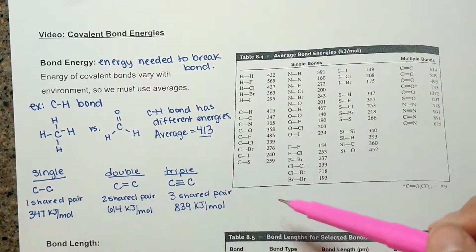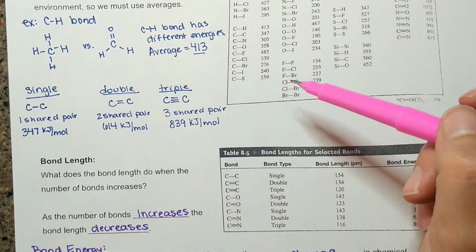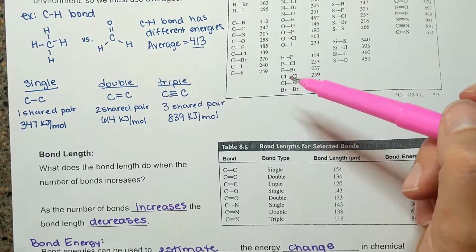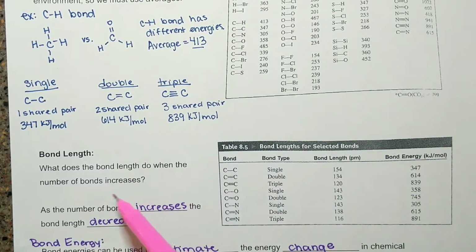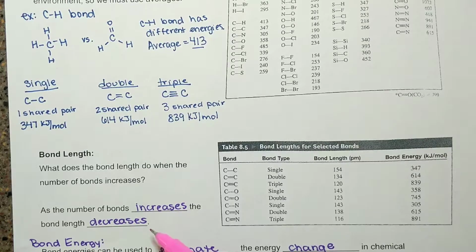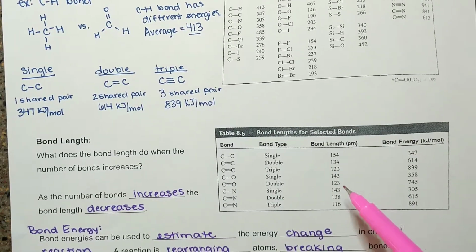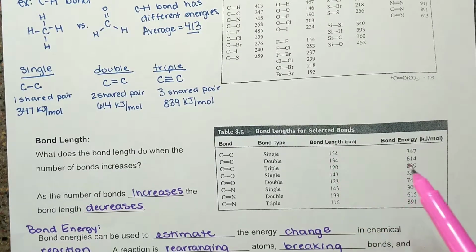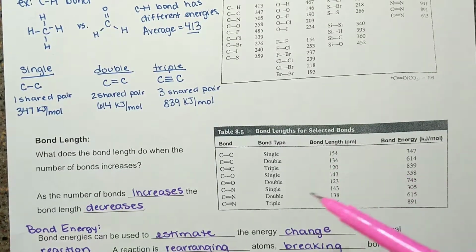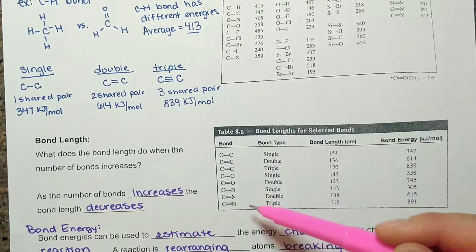Also, these bonds get shorter. Bond length plays a role in the energy required to break a bond. As the number of bonds increases, the bond length decreases, so electrons are being shared across a smaller area. Here in table 8.5, we have a list of bond lengths for selected bonds, mostly bonds related to carbon.